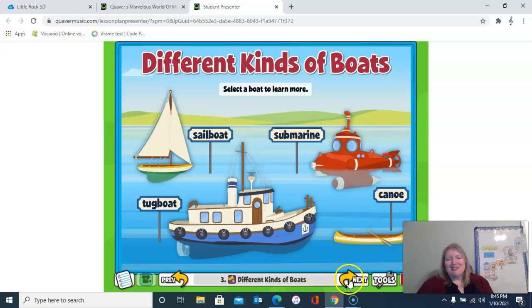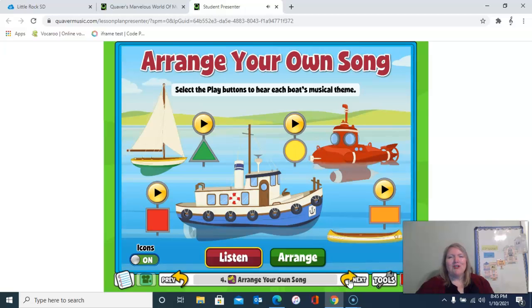So we're going to go on to the next thing where you're going to get to arrange your own song. So this time it doesn't have the words, it just has the music. But see if it sounds familiar. So here's our sailboat theme.